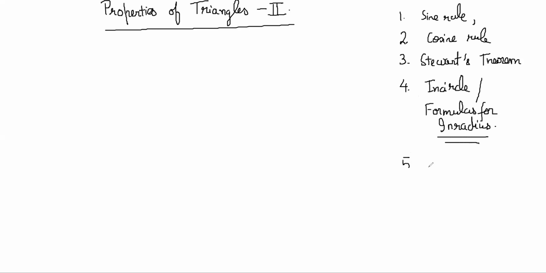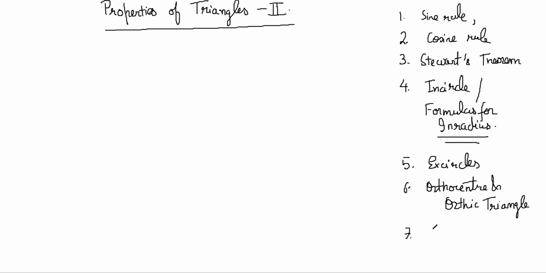So we'll continue with excircles, and then we will move on to the orthocenter and the orthic triangle or pedal triangle. Then we will look at a few properties of the median and centroid, and then miscellaneous, a few things are there, but more or less this class we should be done with the remaining bits of properties of triangles. Okay, so let's start with the excircle.